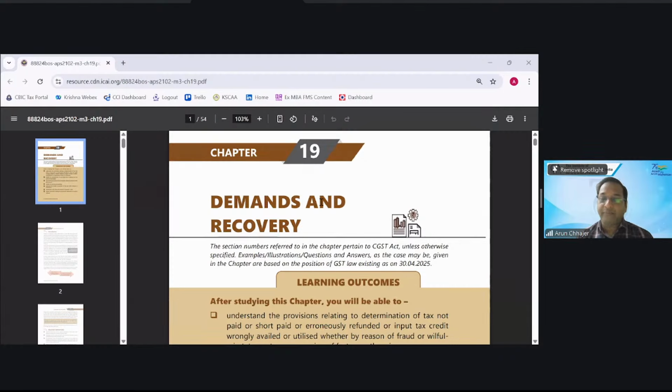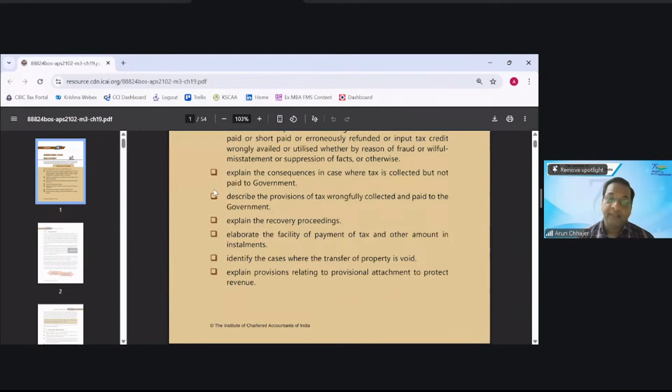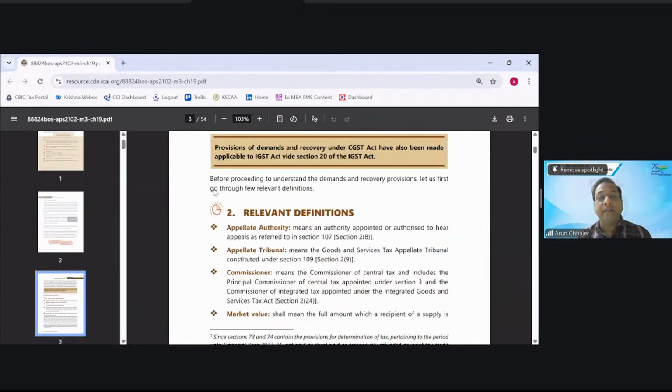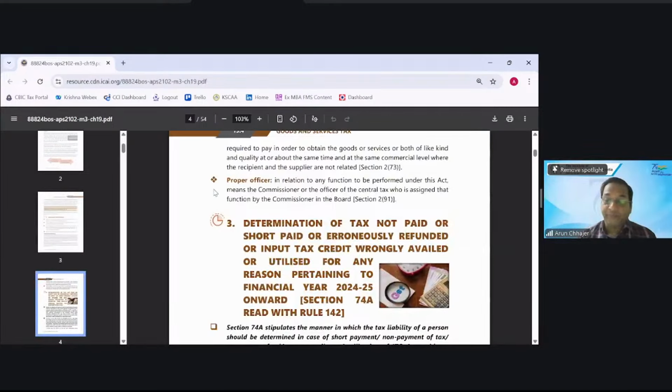You have done this particular chapter of assessment and audit, correct? In the same pattern, they will do the assessment in various provisions. And suppose if audit says that this much amount is to be recovered, then how this amount will be recovered, how this demand will be created, that will be clarified by this chapter.